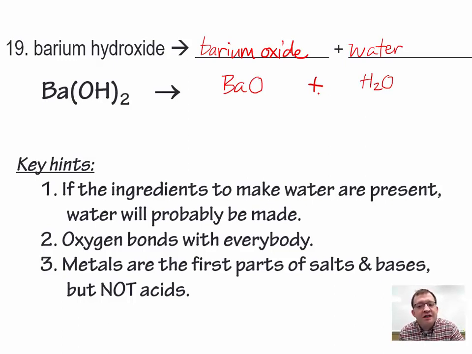Remember, if the ingredients to make water are present, go ahead and make it. We did that. And then remember that elements don't come out by themselves, and that oxygen likes to bond with everybody. Well, that makes this simple then. Barium was left. We had to take care of barium. We threw some oxygen in there with it because oxygen likes to bond with everybody, and we've got our two products. Remember those simple rules, and you'll be able to figure most of these compounds out rather easily.